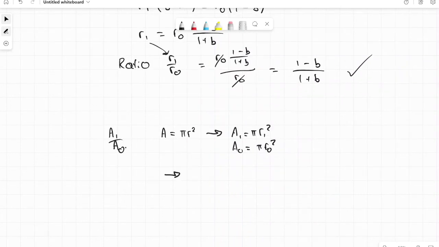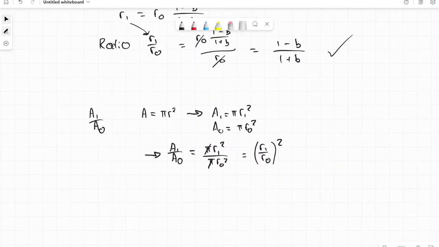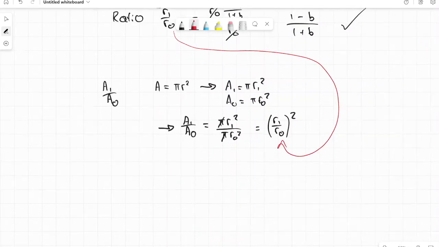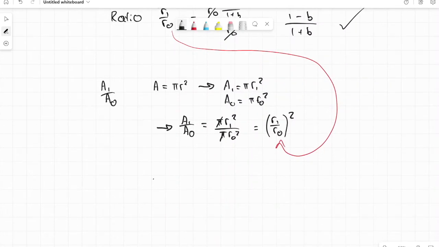And we can substitute in for that, so A1 over A0 equals pi r1 squared over pi r0 squared. Cancel, cancel. And then we can take out the squared. That's r1 over r0 all squared. And we've already got r1 over r0, which is this thing here. So that gives us A1 over A0 equals (1 minus B over 1 plus B) squared.